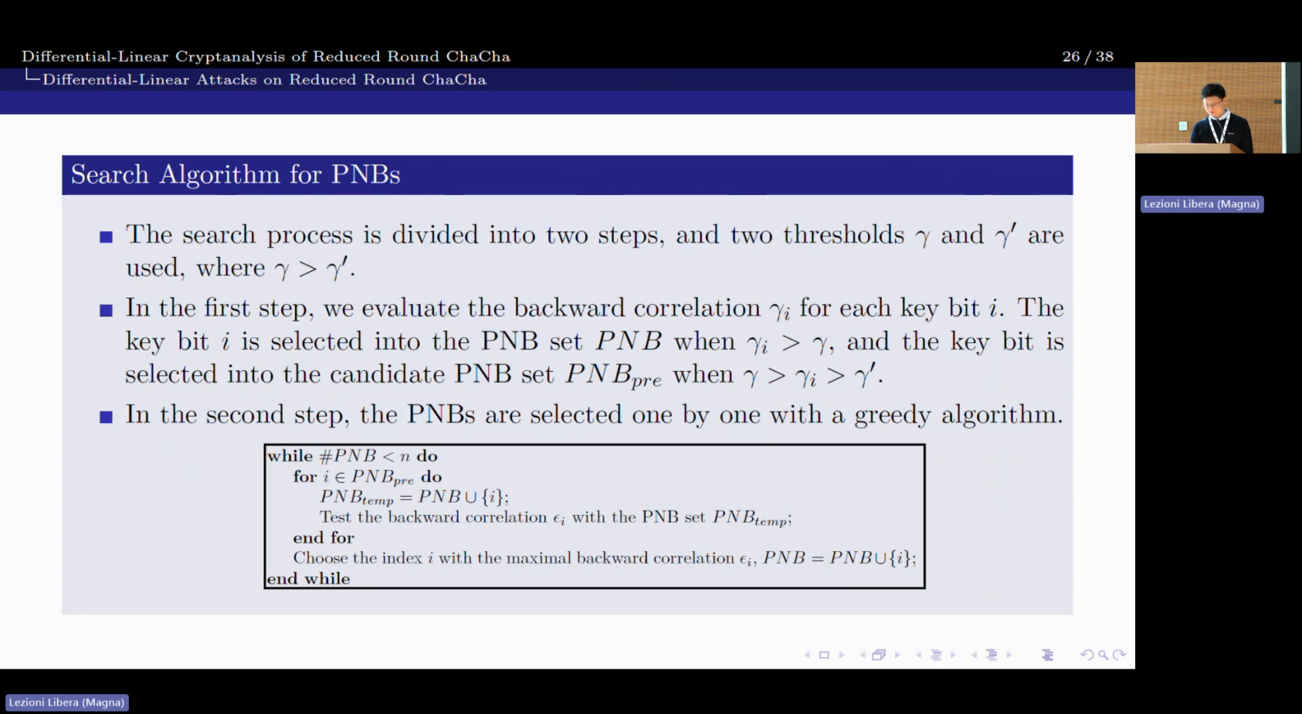In these algorithms, we set two thresholds, gamma and gamma prime. For the first step, we choose the key bits i when gamma i is bigger than gamma, and when gamma i is bigger than gamma prime but smaller than gamma, we choose it as a candidate PNB. In the second step, the PNBs are selected one by one with the greedy algorithm.